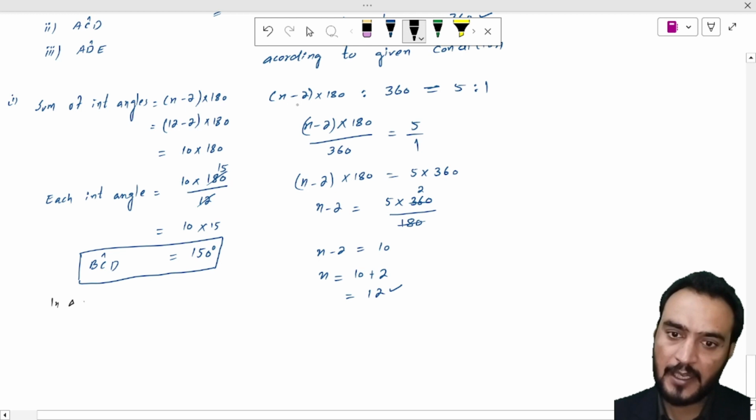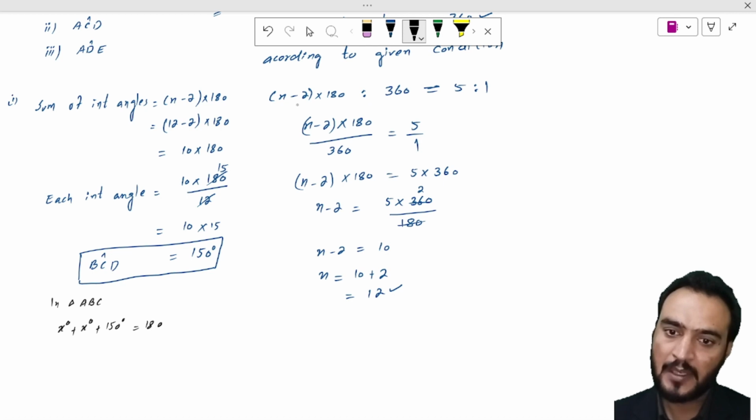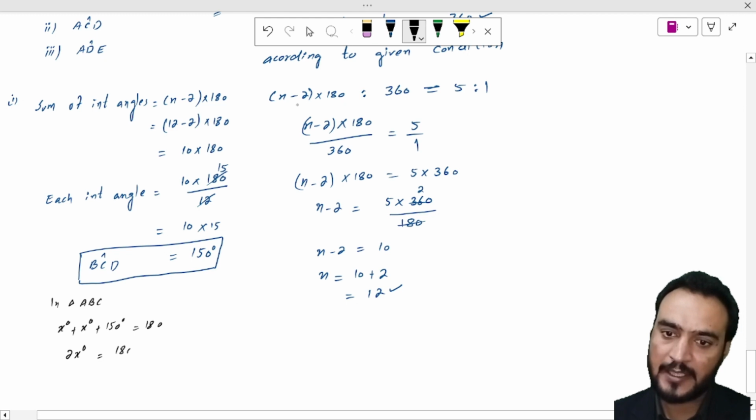In triangle ABC, we have two angles equal to x degrees, that is x degrees plus x degrees, and the third angle is of 150 degrees. We put this sum equal to 180 degrees. So 2x degrees equals 180 minus 150. 2x degrees is equal to 30 degrees. Dividing it by 2, we get the value of x degrees, which is equal to 15 degrees.